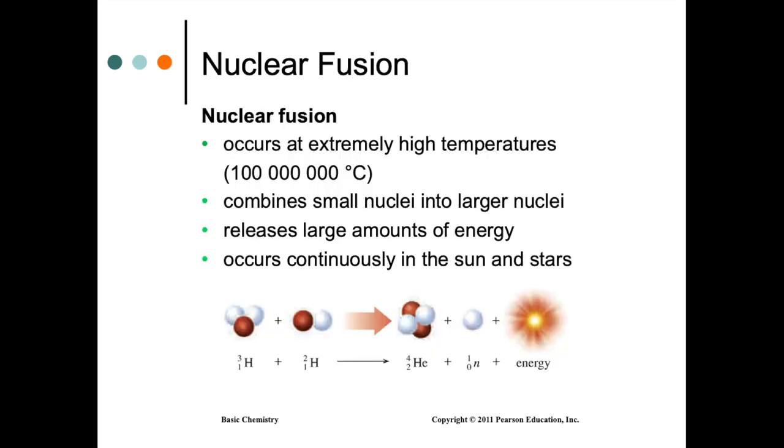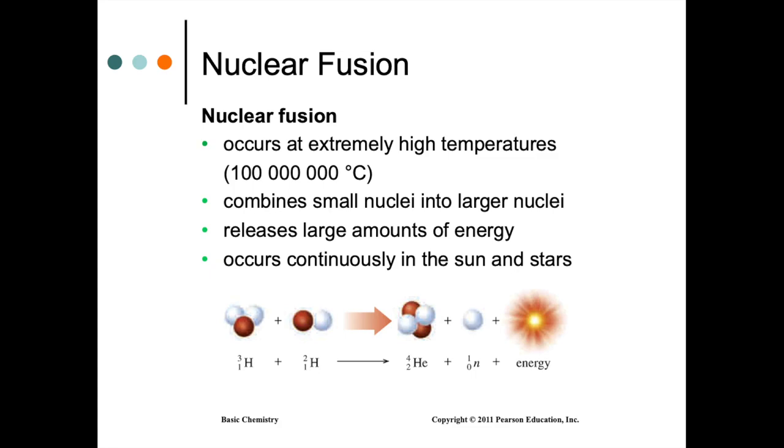Okay, so that brings us then to nuclear fusion. So if fission is where large atoms break apart, fusion is where small atoms come together. They get fused into larger atoms. So the most common example of this is where hydrogen gets fused into helium. Okay? Now, keep in mind, this is not easy to do.